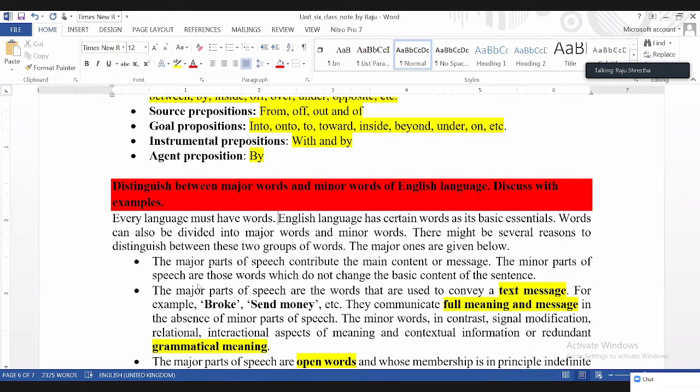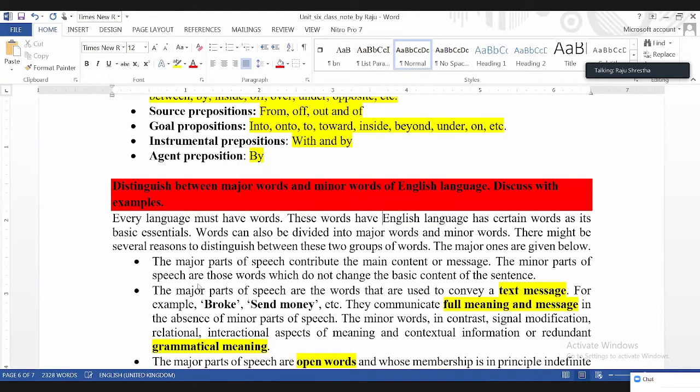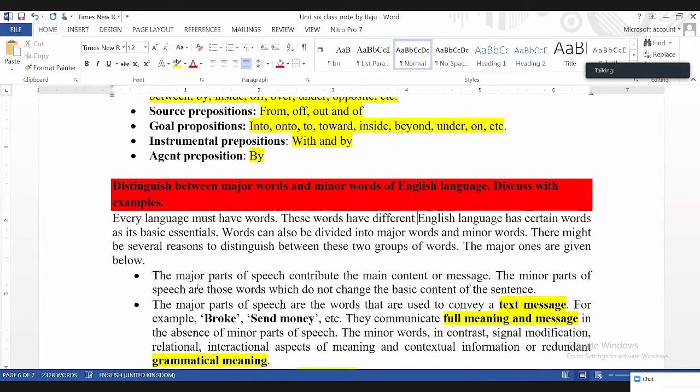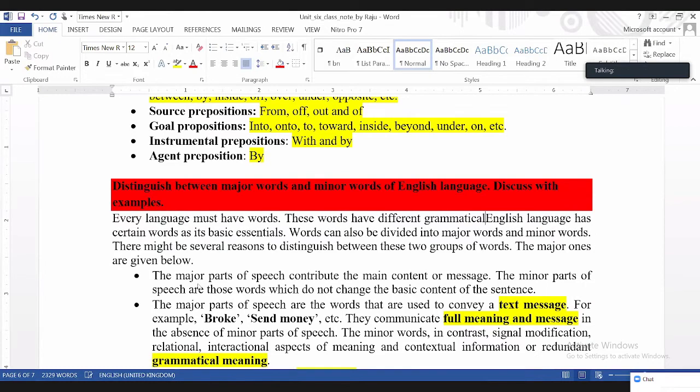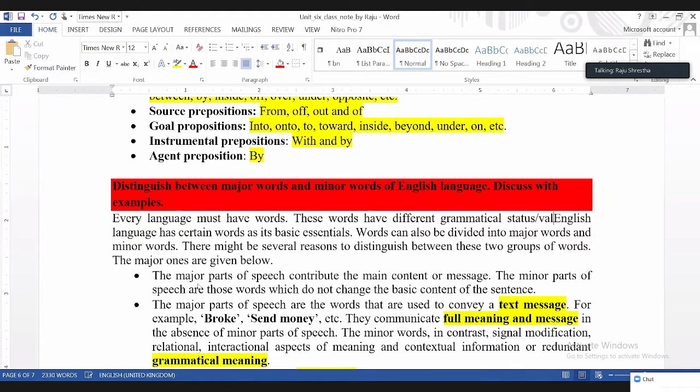Word, major word class, minor word class. A particular word may be in the major word class or in the minor word class, but the word is there. So every language must have words. These words have different grammatical status or value.